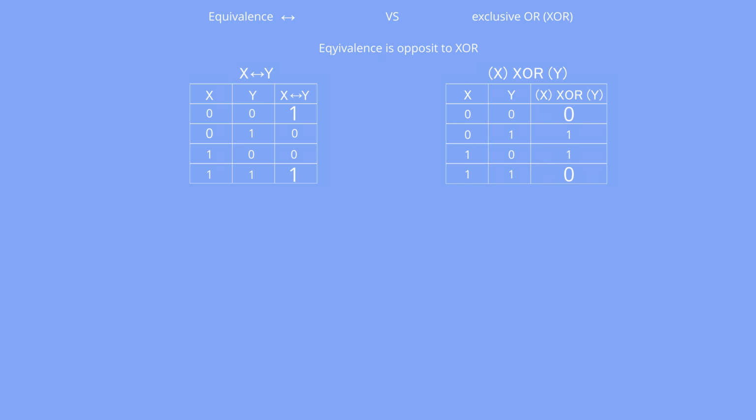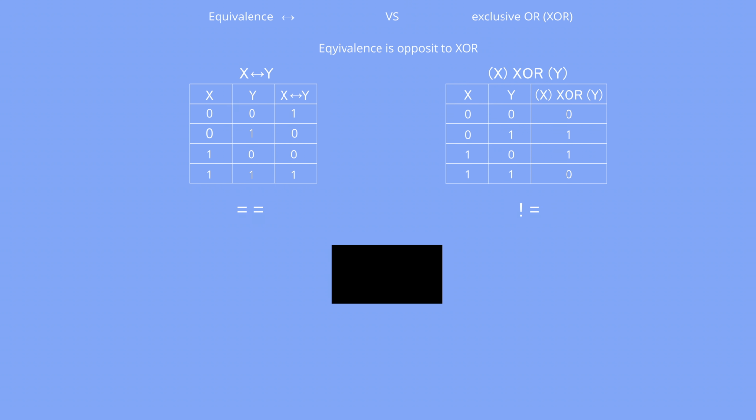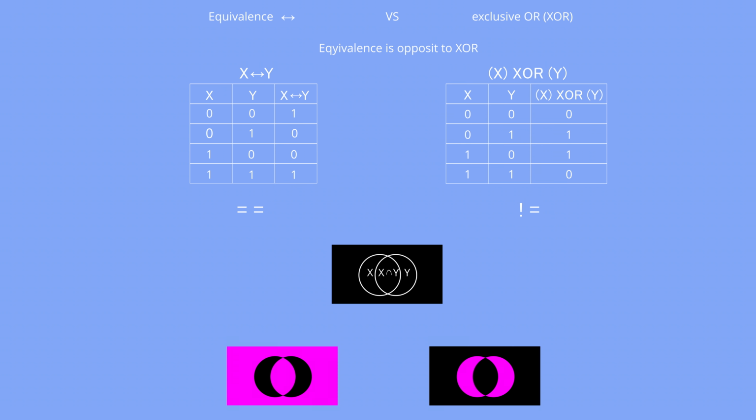The equivalence operator is opposite to the exclusive OR operator. When the equivalence operator has true values, the exclusive OR has false values and vice versa. Of course, equal and not equal are opposite operators. The set of the equivalence operator is the complement of the exclusive OR operator and vice versa.